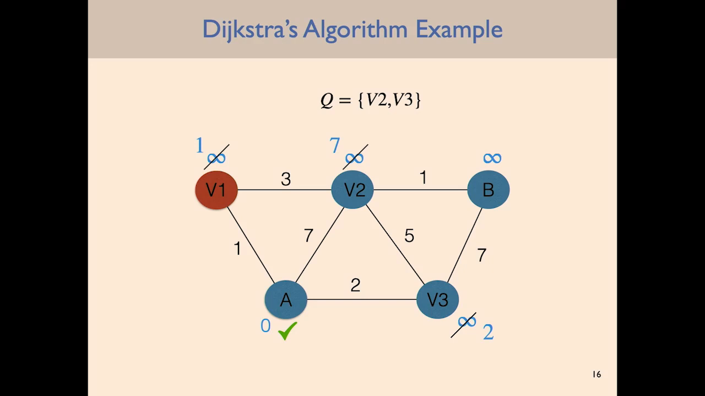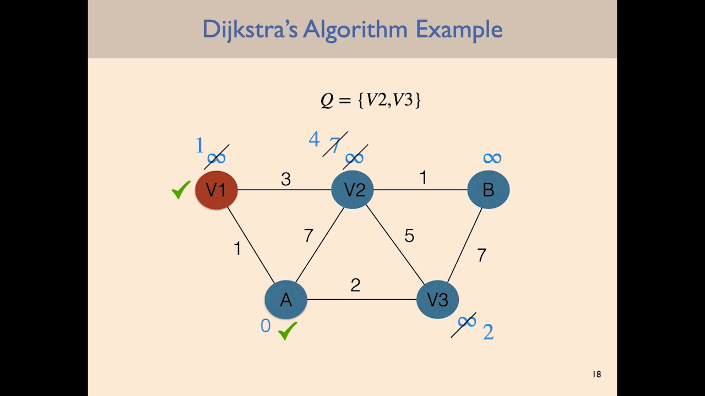And so we update the estimated cost to come for V2 to be 1 plus 3, which is less than 7. And then we mark that as a dead vertex. And then I guess what's the question on the next step?